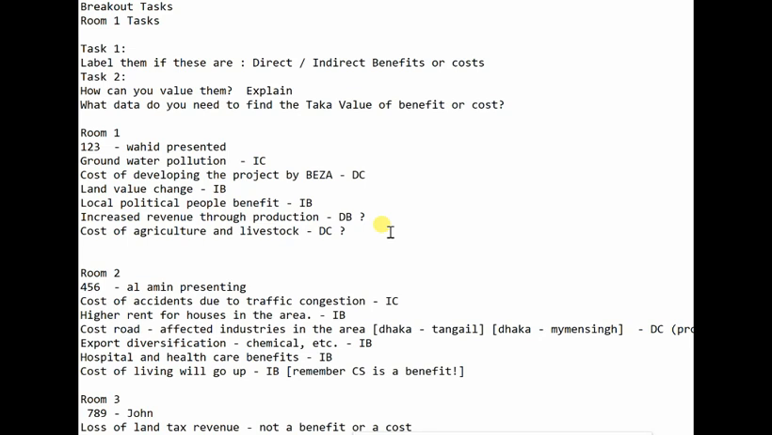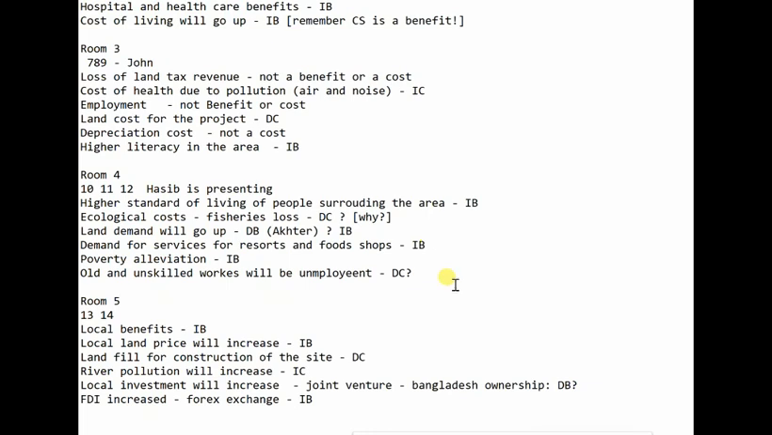Okay, if I had said it, you would have never thought about it. But since you have seen the project, thought about it, and created all the lists, in your own list you realize there are more indirect benefits and indirect costs than simply direct benefits and direct costs. So that is the point that I wanted to make sure you understand.